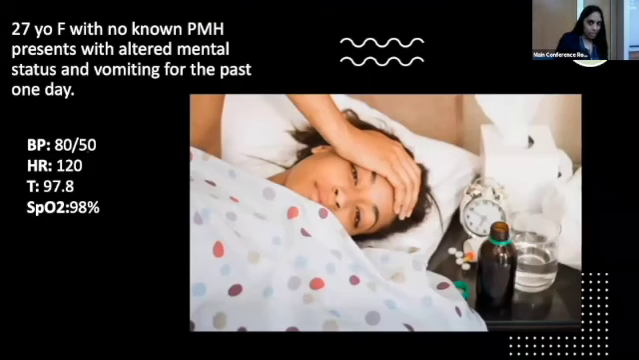So we'll start with the case. Your patient comes in to CCT. She's a 27-year-old female with no known past medical history, presented with altered mental status and vomiting for the past 1 day. Her vitals in triage are a blood pressure of 80/50, a heart rate of 120. She's afebrile, and she's saturating well on room air. Her ABCs are intact, but no finger sticks available yet.